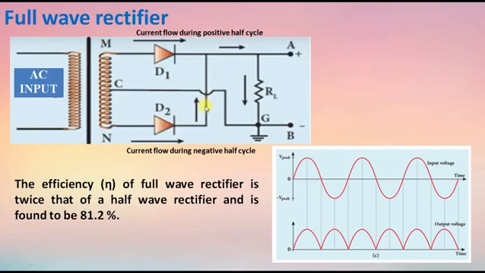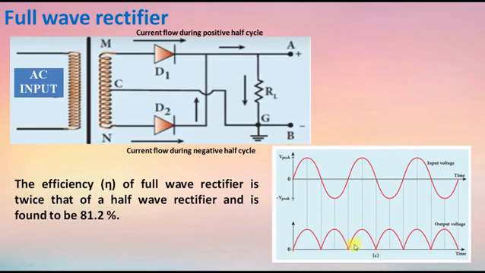Current flows only through the D2 diode. D1 acts as reverse biased. Now the current flows through N, D2, A, G, C. Current flows only through this path. As a result, the negative half cycle of the voltage appears across RL in the same direction, G to C. Hence both the positive and negative half cycles of the AC input are rectified at the output.